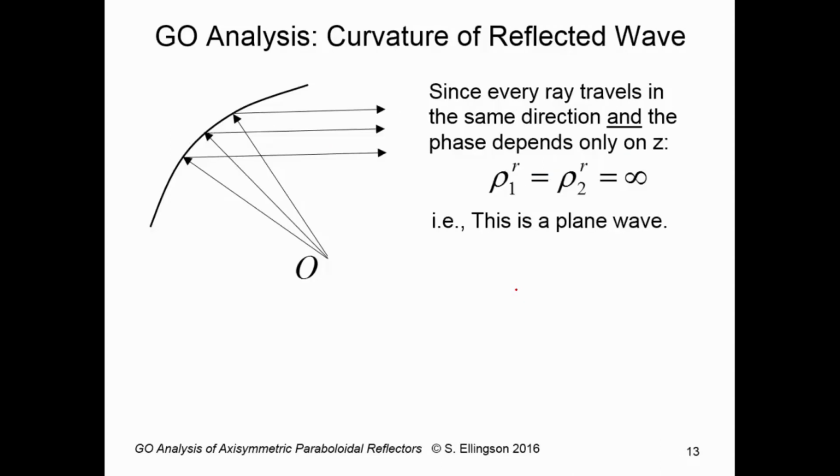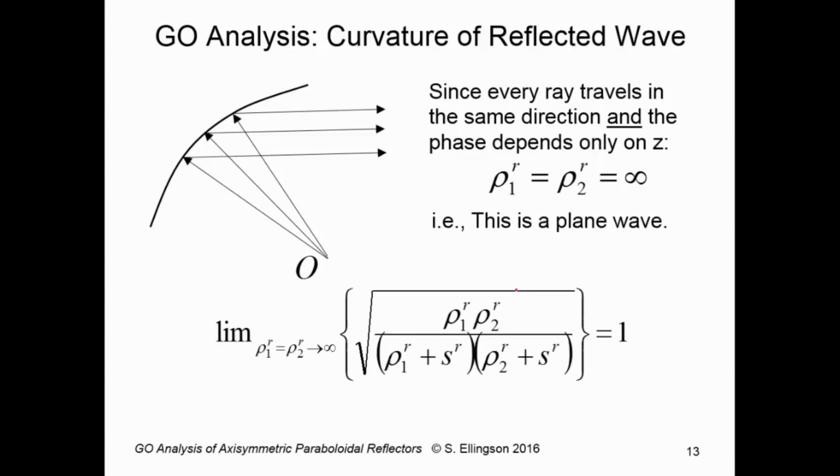Okay, so now we're continuing to put together the geo-reflected field solution. We need the curvature of the reflected wave. Now we know in advance that the wavefront radii of curvature should be infinite, because we know this whole thing has been set up to create a plane wave in reflection.